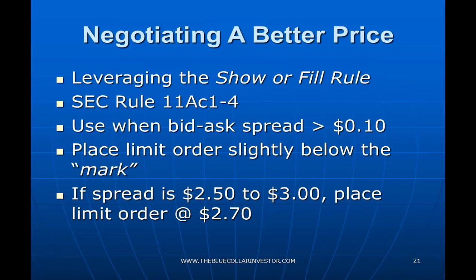So what we do is, let's say the spread is $2.50 to $3. That's a big spread. I try to negotiate if anything is larger than 10 cents. Here's how I do it. I find the midpoint of the spread, in this case, 275. That's known as the mark. And I drop down a little bit in favor of the market maker. So in this case, I would enter a limit order of $2.70 when I sell that option.